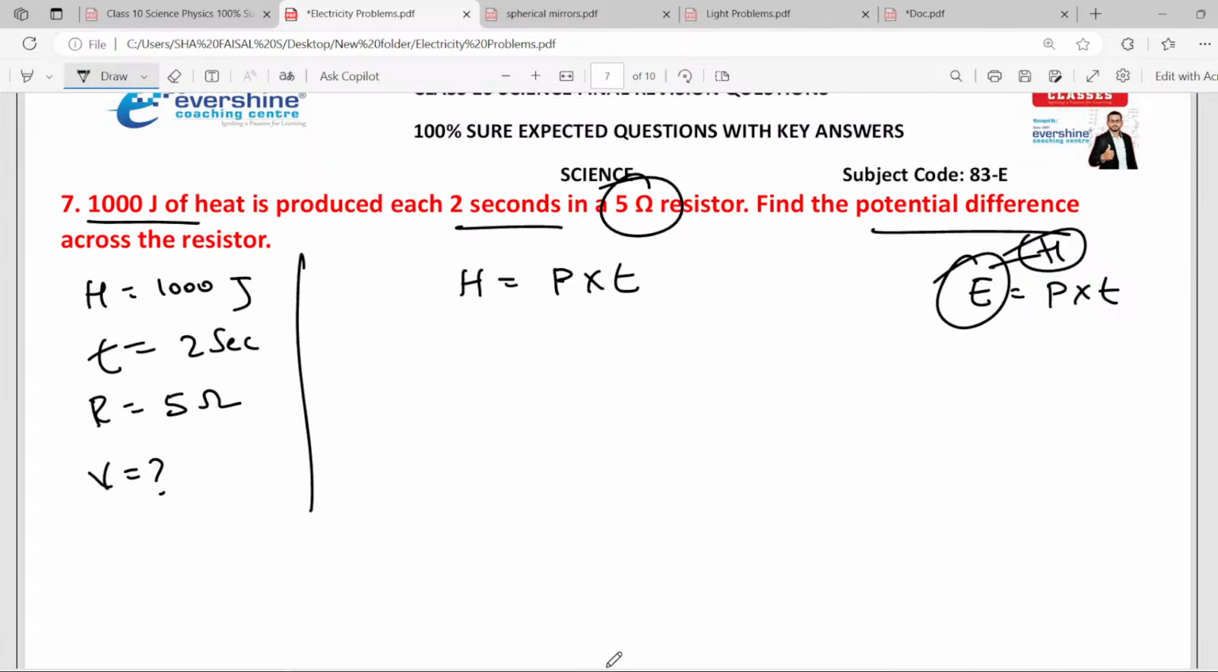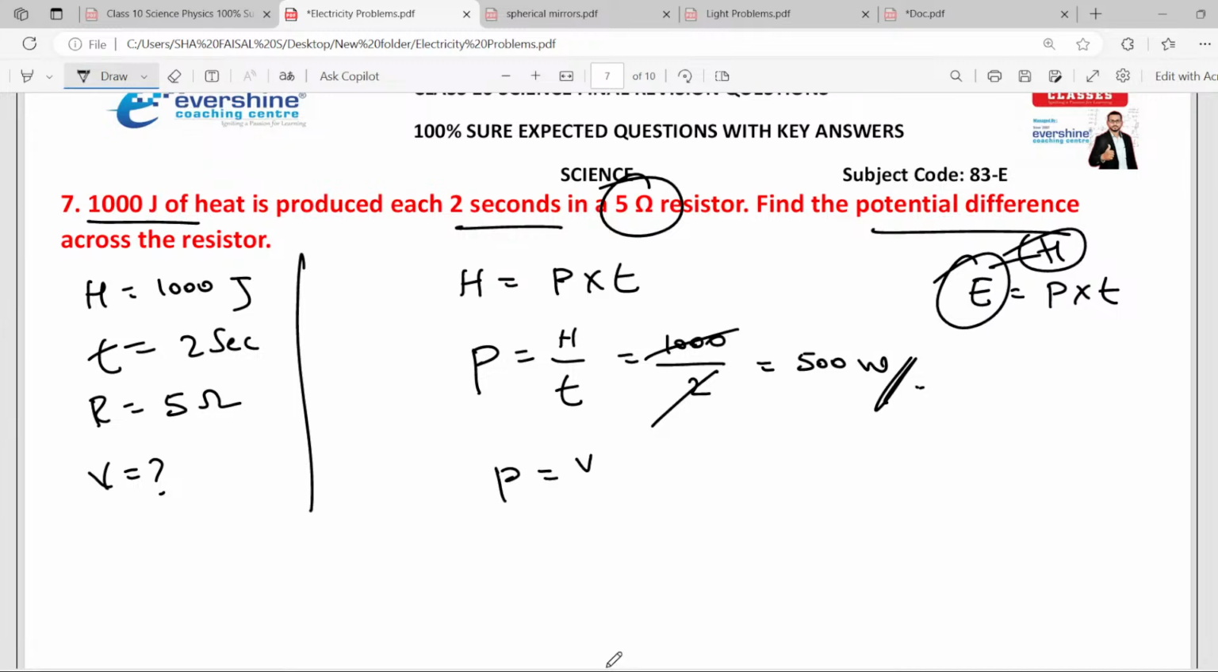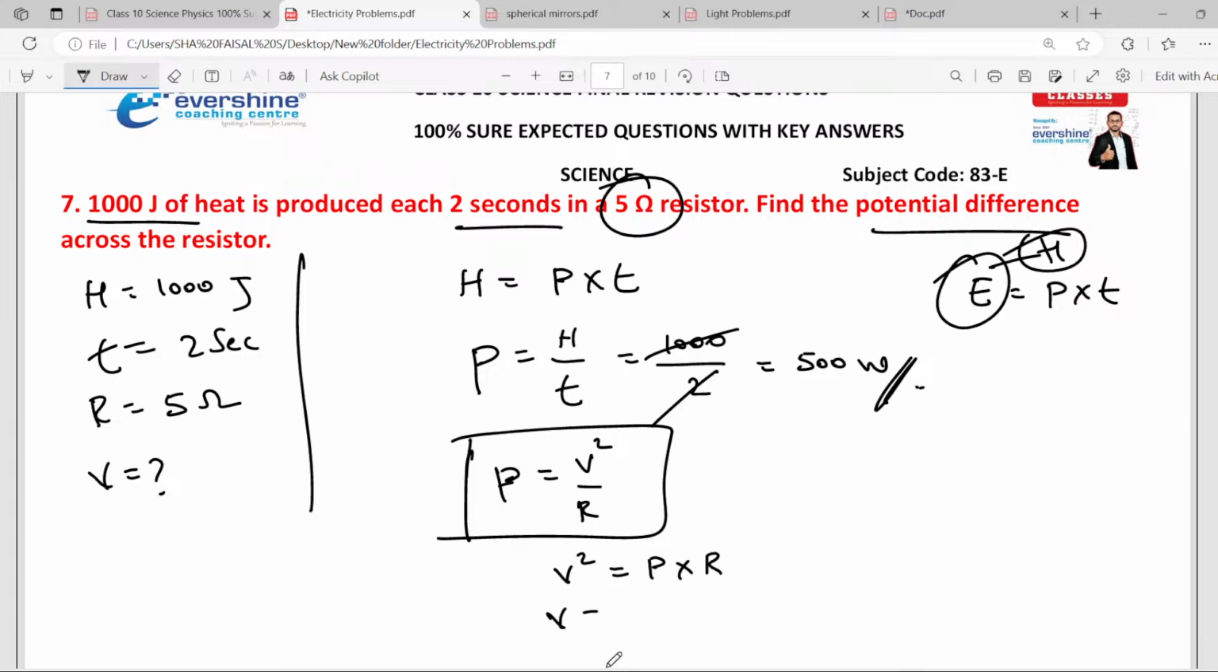first let me calculate the value of P. Let me calculate power. So P is equal to H by T. How much is the heat supplied? 1000. How much time? 2 seconds. So 1000 divided by 2 will be 500 watts. Now we have a formula. P is equal to V square by R. Remember? Power formula. Now from this we have to calculate V. So V is potential difference. Then V square is equal to P into R. So V is equal to root of P into R.